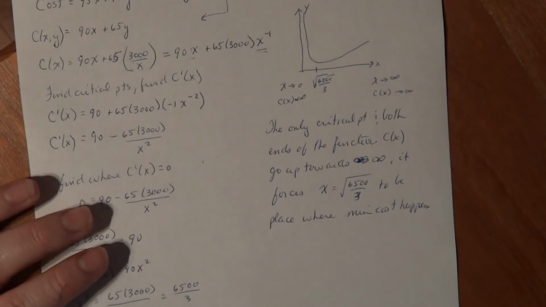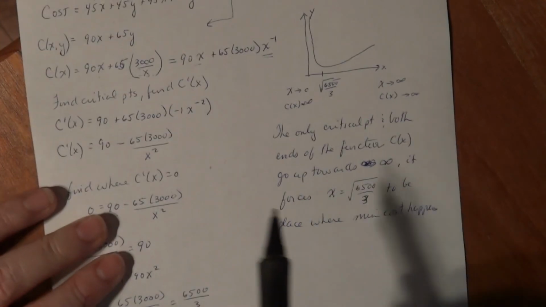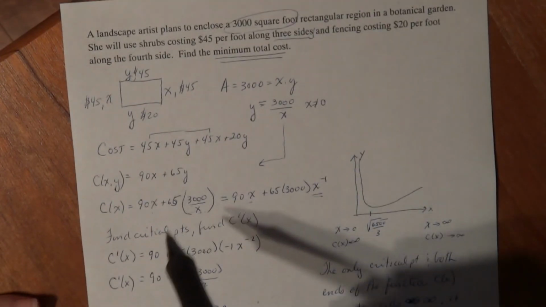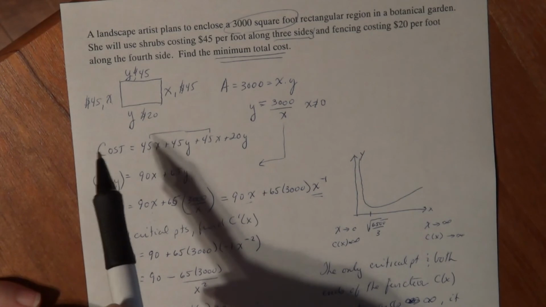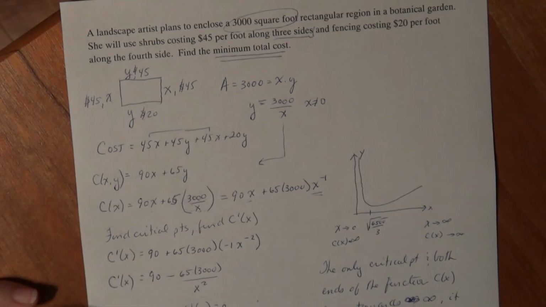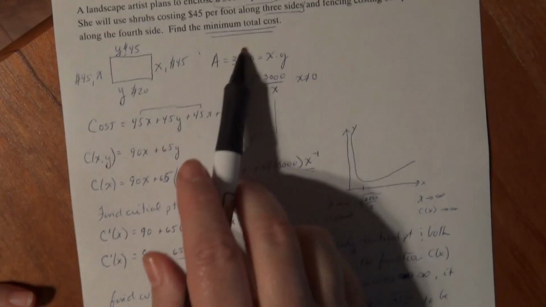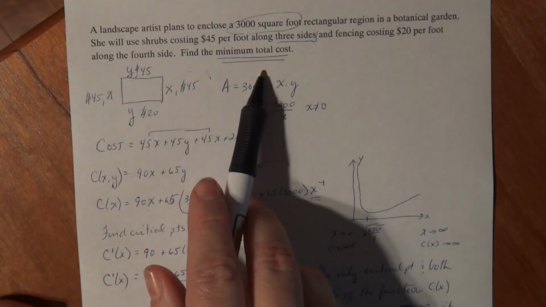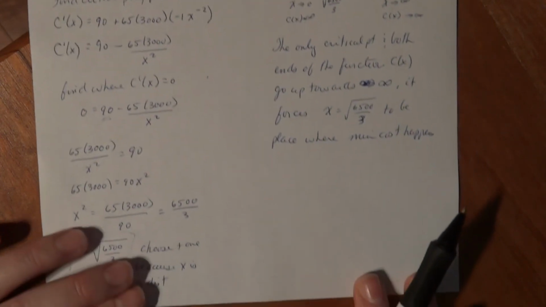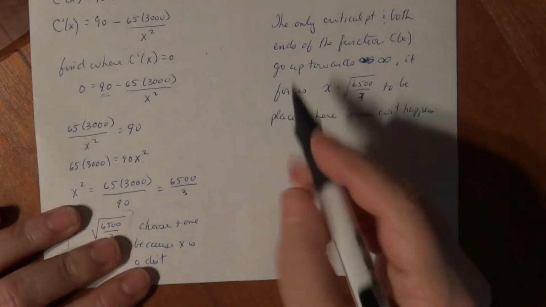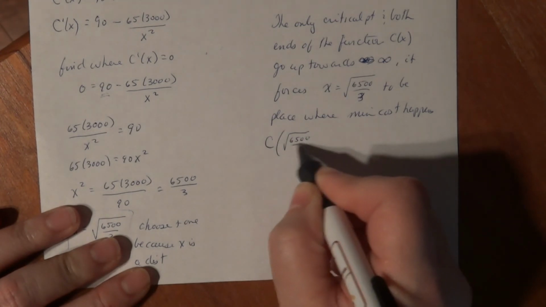It doesn't ask for the dimensions, but I know one of the dimensions, the x value dimension up here in the picture, is the square root of 6,500 over 3. So let's figure out what the cost is, because really what they care about is what the minimum cost is. They don't really worry about the dimensions. Right now the question is asking for a minimum cost. So that means I have to evaluate c at the x value where the critical point is.